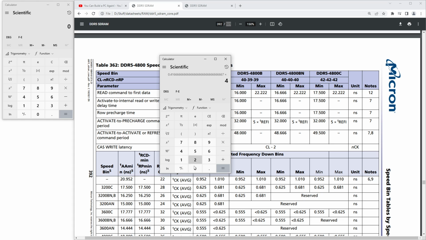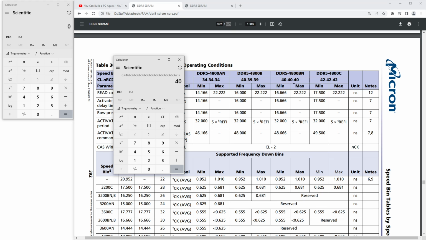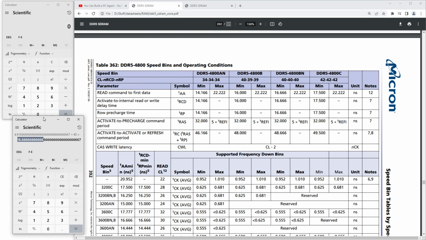And now we're going to multiply this by 40, because that's the cast latency in this documentation from Micron that I'm using. So we multiply that by 40 and we get our 16.66 nanoseconds. And the reason I have this documentation here is because it actually gives us our cast latency in nanoseconds, not just in clock cycles.